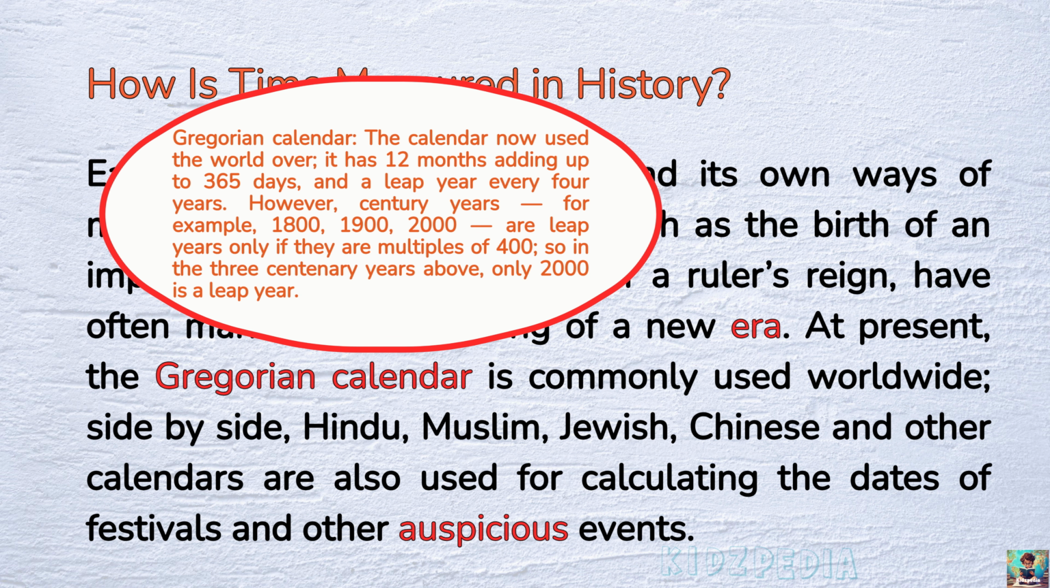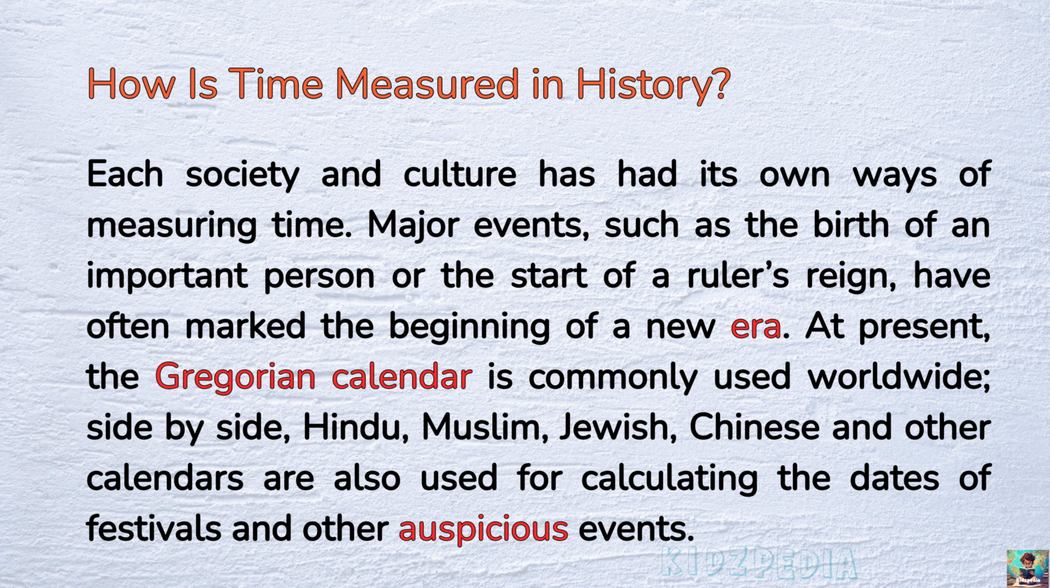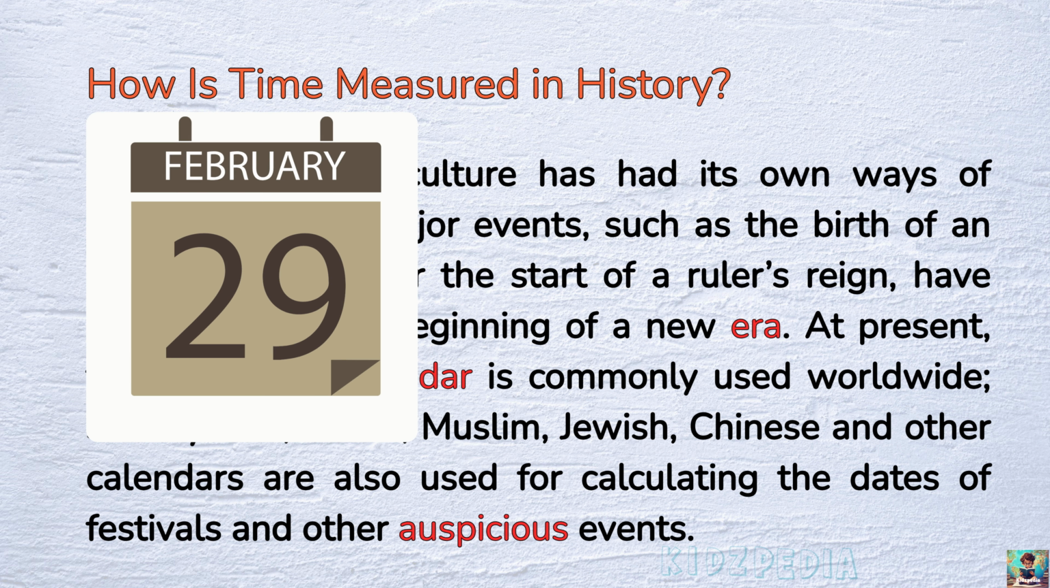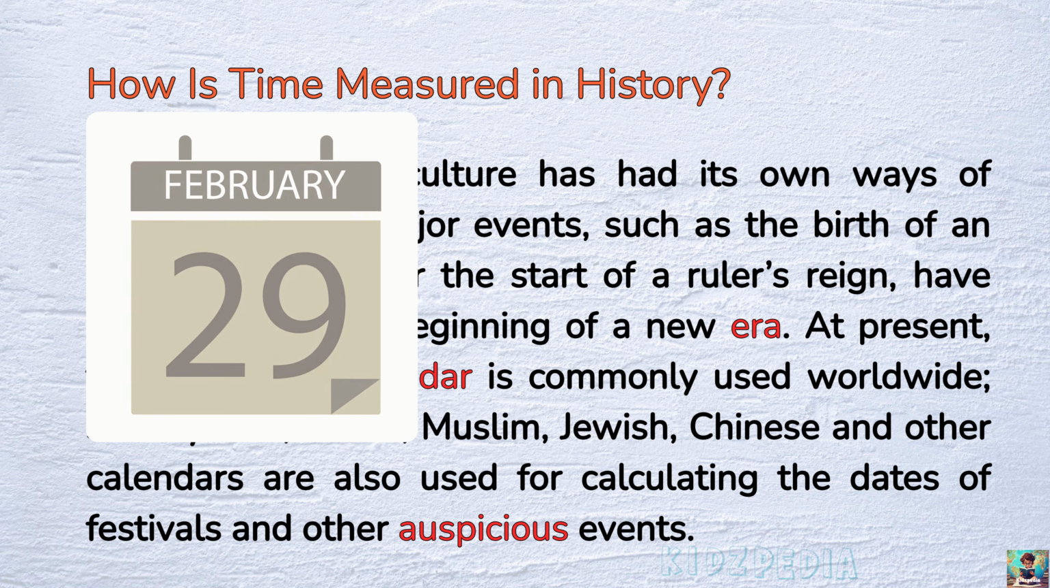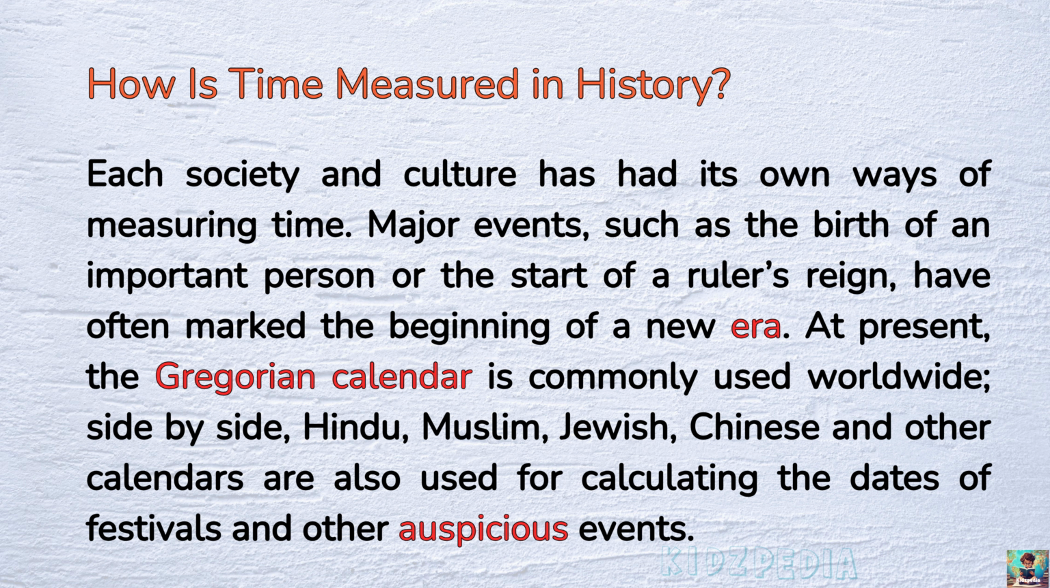Today, the Gregorian calendar based on the birth of Christ is the most widely used in the world. Gregorian calendar is the calendar we use today. It has 12 months and 365 days in a year. Every 4 years, one extra day is added to the year. This special year is called a leap year and the extra day is added to the month of February, making it 29 days instead of 28. But years like 1800 or 1900 are leap years only if the number can be divided by 400. So, only 2000 was a leap year.